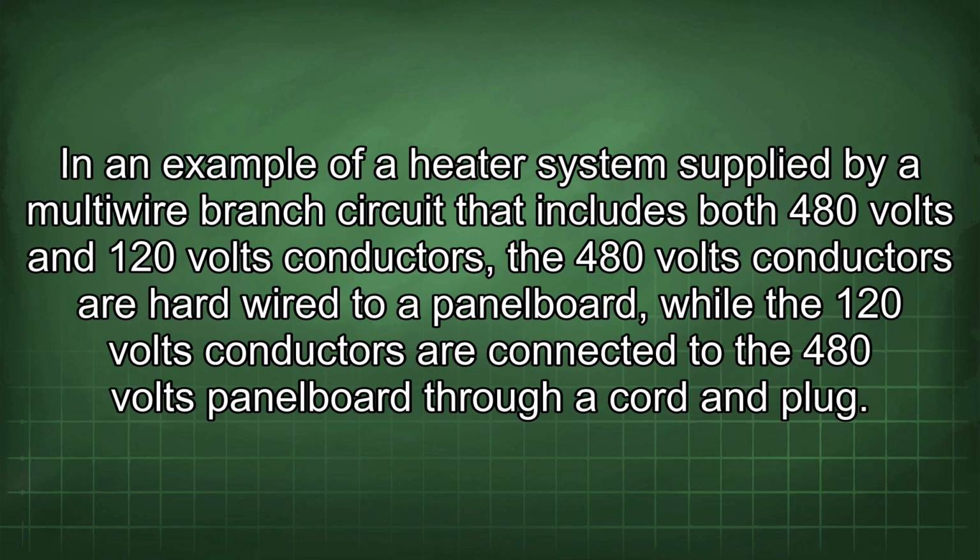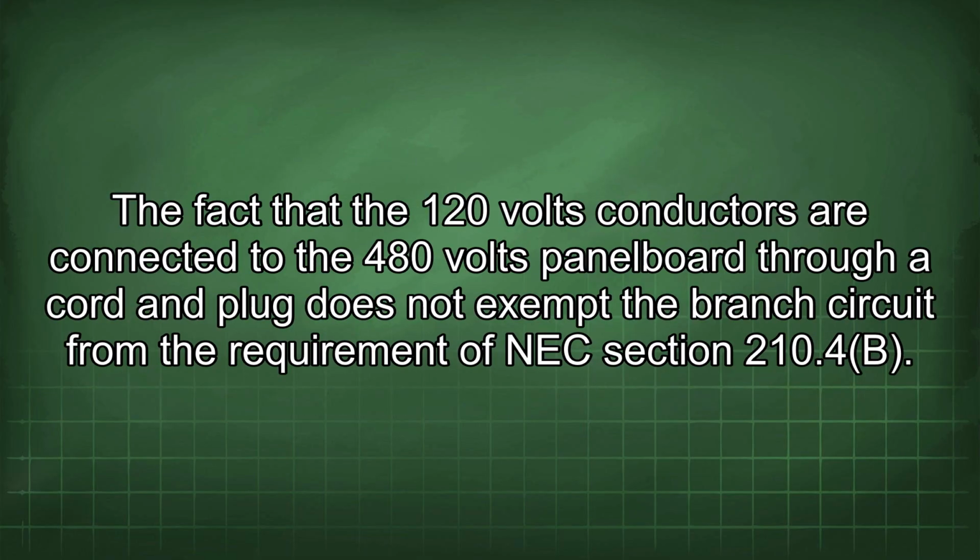In an example of a heater system supplied by a multi-wire branch circuit that includes both 480 volts and 120 volts conductors, the 480 volts conductors are hardwired to a panel board, while the 120 volts conductors are connected to the 480 volts panel board through a cord and plug. The fact that the 120 volts conductors are connected to the 480 volts panel board through a cord and plug does not exempt the branch circuit from the requirement of NEC Section 210.4(B).